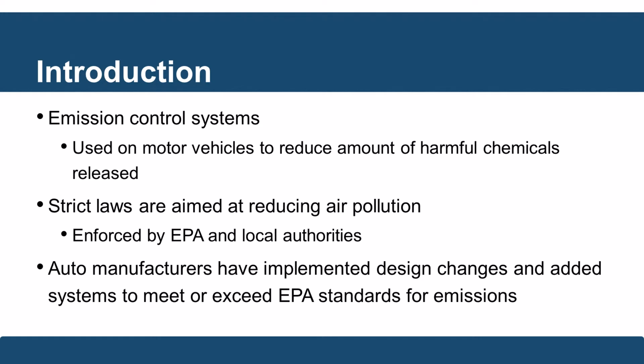Emission control systems are used on automobiles to reduce the amount of harmful chemicals that are released. There have been a number of strict laws aimed at reducing this air pollution, and it's enforced by our federal government, by the EPA, and then, of course, some of our local authorities. Auto manufacturers have implemented design changes to meet those emission standards.